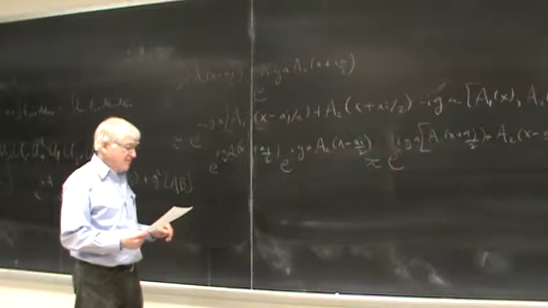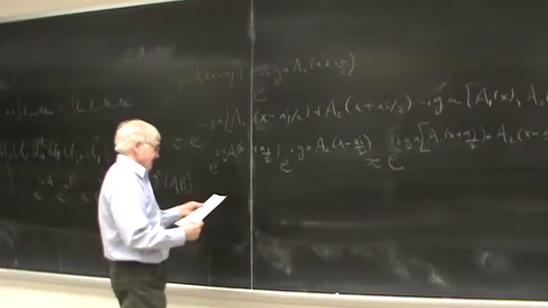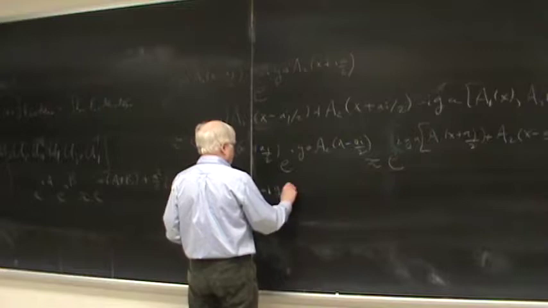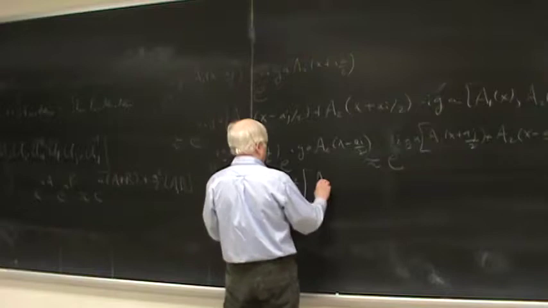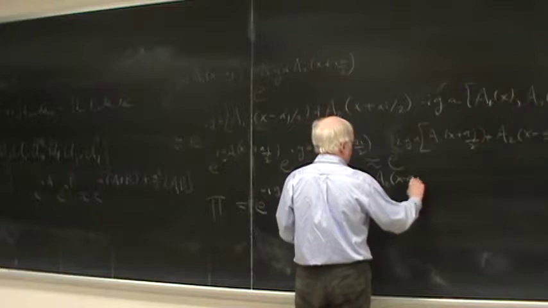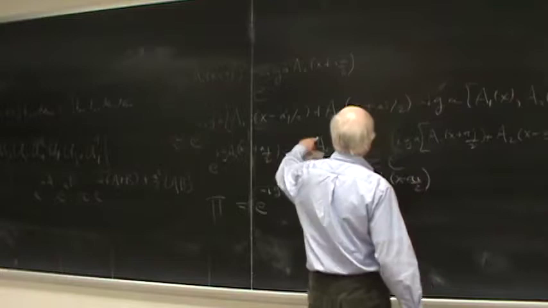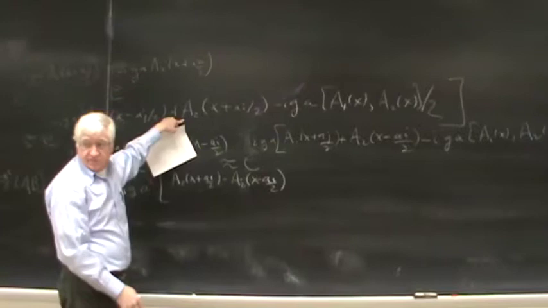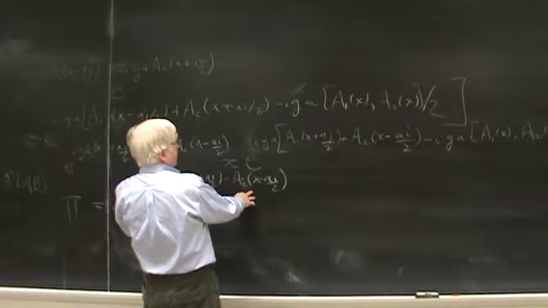And now to order A squared, so the total product, I'll just write pi equals e to the minus iga squared, big left bracket, a2 of x plus ai over 2 minus a2 of x minus ai over 2. So notice that with a2, we've got a plus ai over 2, that's this one. And then over here we have a2 of x minus ai over 2, okay? So that's why these guys come in.